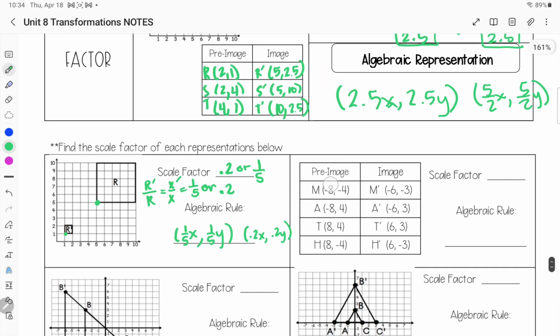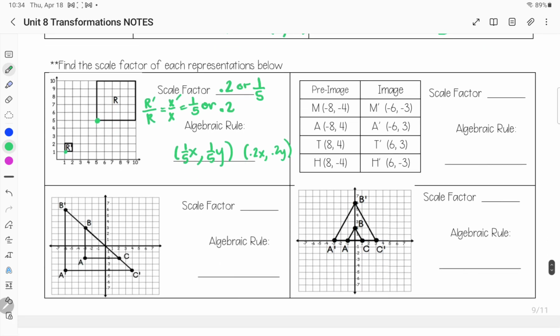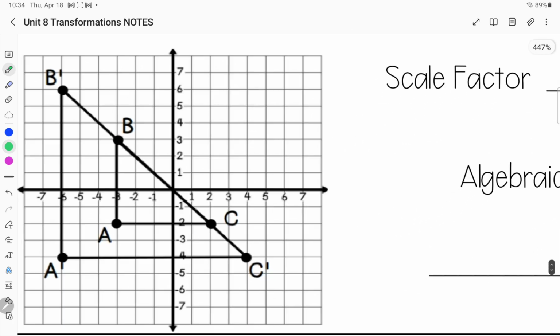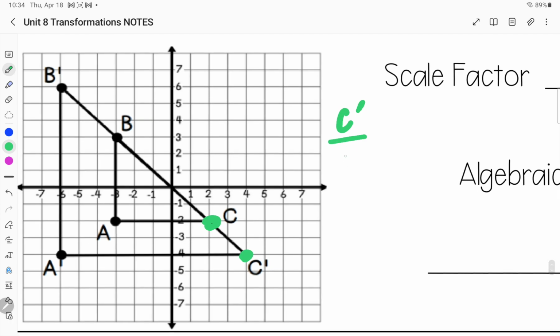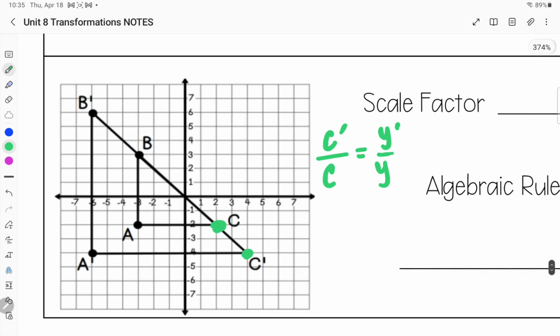This one right here, this image math, is exactly what we did up here. So I'm going to leave that one for you to try, and then I'm going to show you one more, which is this one, and then you can do these 2 on your own. So again, I need 2 points. So I'm going to choose C and C prime. Those are the ones I'm going to pick. So prime on top, image on top, pre-image on bottom. And so then I start, and this time I'm going to just pick y, because it does not matter whether I choose y or x.